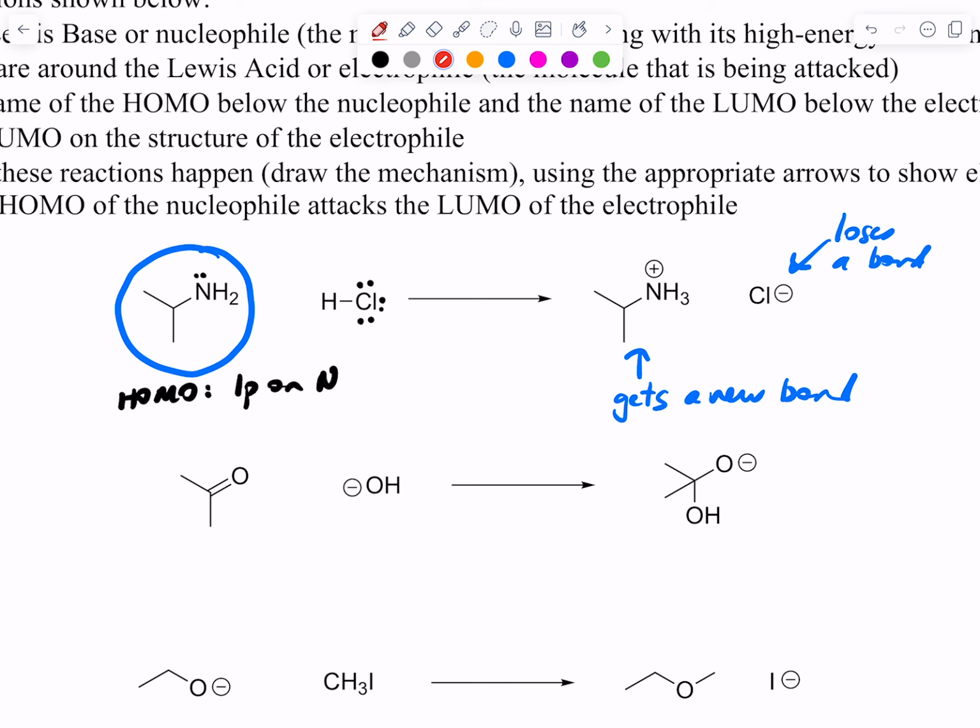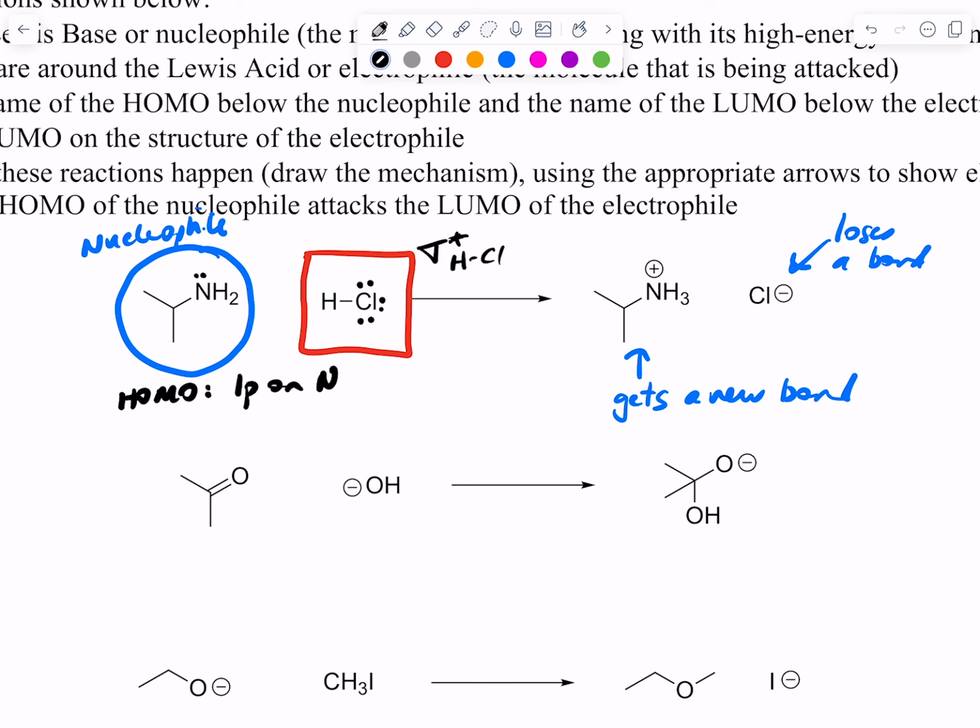Okay, so that means this one, I'm supposed to draw a square. That's the electrophile, good. For the electrophile, if the LUMO is the sigma star, look for something that loses an old bond but gains a new one. What's the LUMO on the HCl? Simply the HCl sigma star.